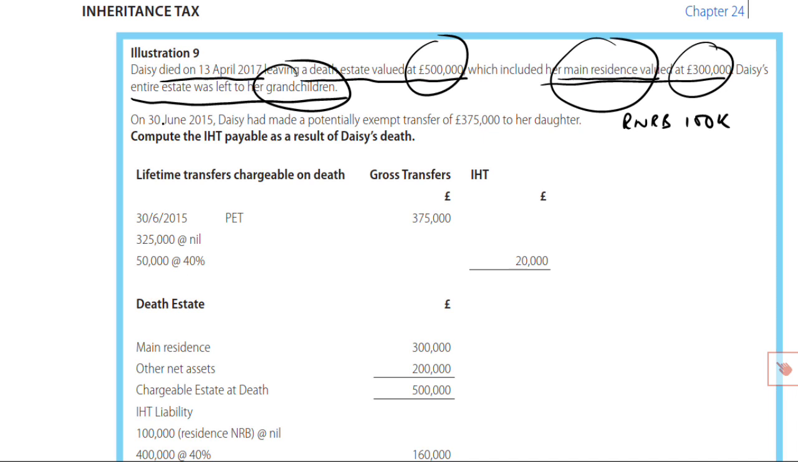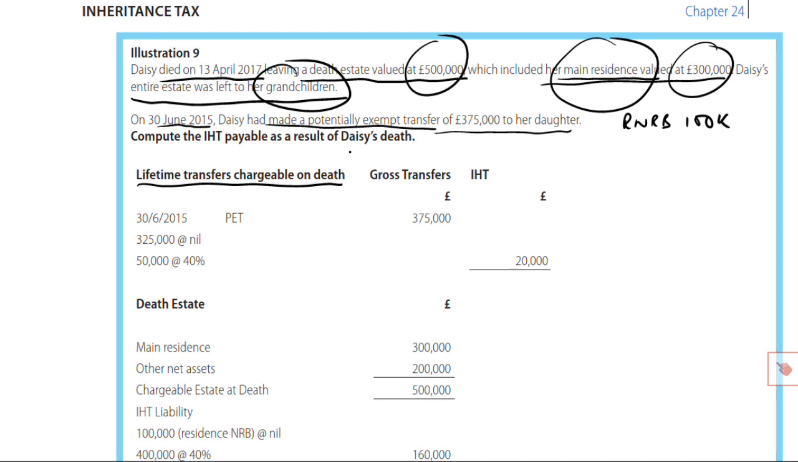We're also told that on the 30th of June 15, Daisy had made a pet of £375,000 to her daughter. Right, so we got a lifetime transfer made within the 7 years of the date of death. It being a potentially exempt transfer, it becomes chargeable on death, and it will be charged tax before dealing with the death estate. So we set up our computation. Lifetime transfers chargeable on death.